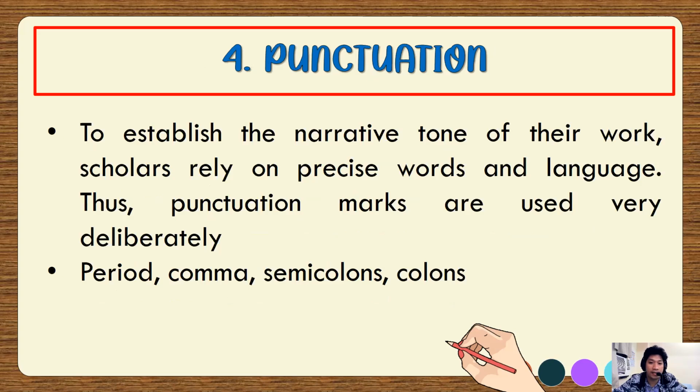Next stylistic element is the punctuation. To establish the narrative tone of their work, scholars rely on precise words and language. Thus, punctuation marks are used very deliberately. And the common punctuations are the period, the comma, the semicolon, and of course, the colon. We all know that the period is used at the end of the sentence. It could also be used in the abbreviations or even in the numbers, specifically in the decimals.